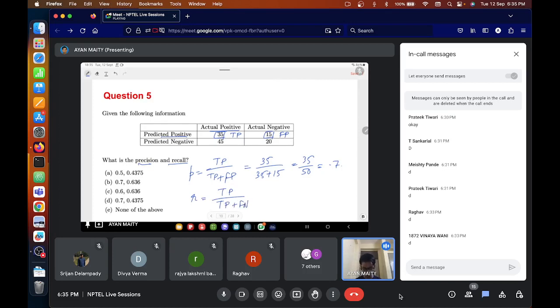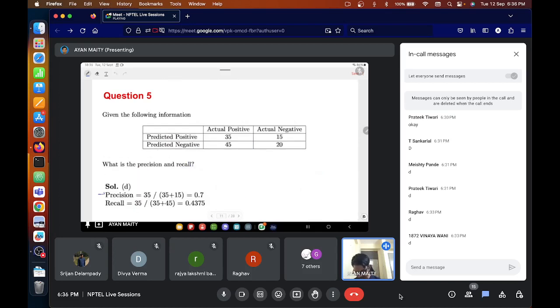And for recall, you have to find out TP divided by TP plus FN, so false negatives. That means which are actually positive but predicted negative by the classifier. So this is 45, which are actually positives but predicted as negatives. So this is false negative. So this is 35 divided by 35 plus 45, and it would be 0.4375. So option D is the correct answer here. So precision and recall, this is how you have to calculate these two values.